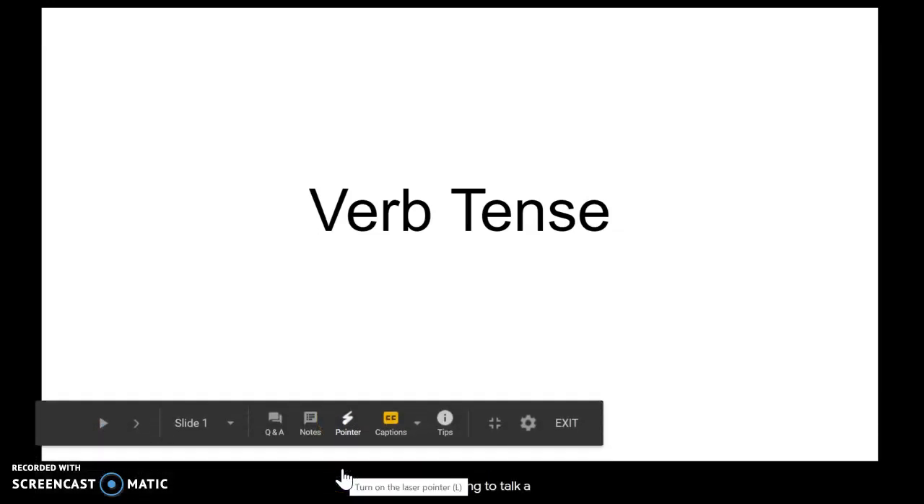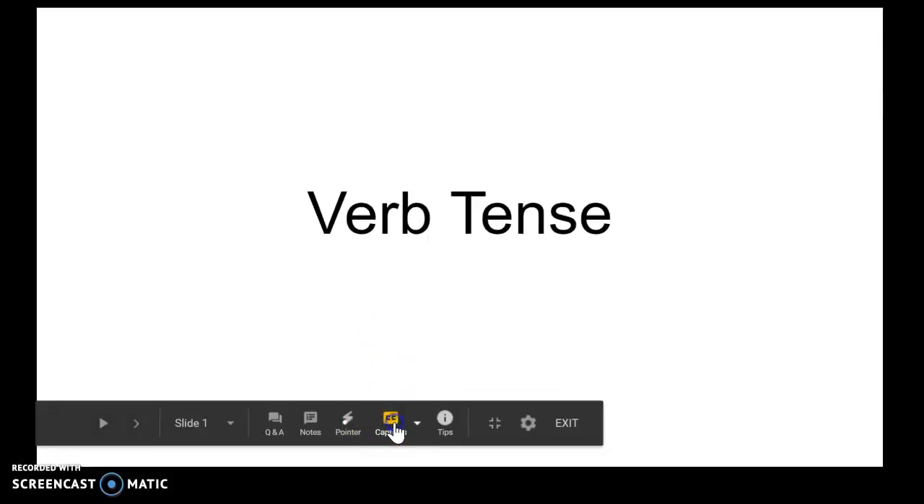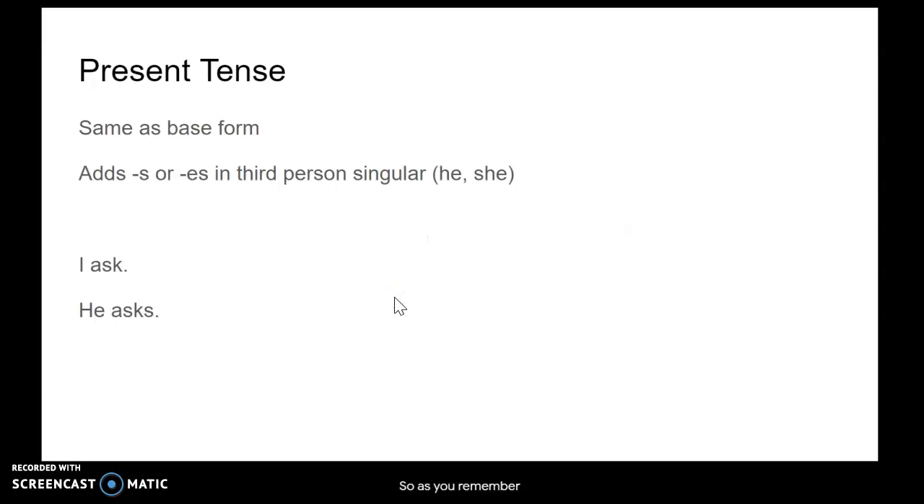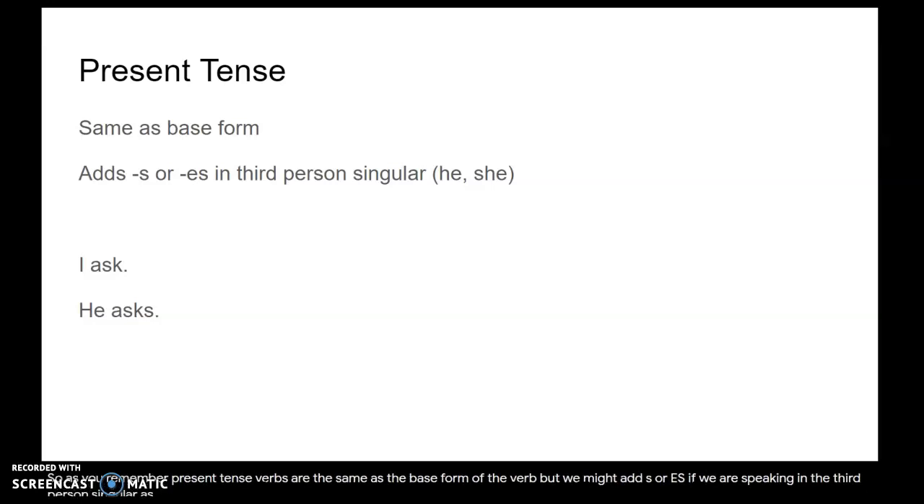Today we're going to talk a little bit more about verb tenses. So as you remember, present tense verbs are the same as the base form of the verb, but we might add s or es if we are speaking in the third person singular, as in he or she. So ask becomes I ask or he asks. That's where we would add that s.